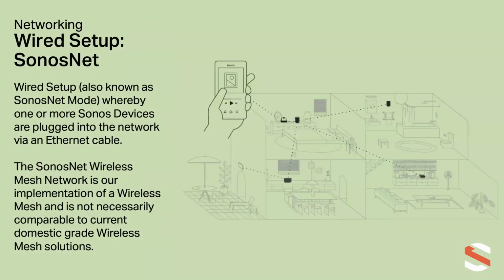The other way to set up Sonos is a wired setup or SonosNet. Now, what I should say is a wired setup starts SonosNet. SonosNet is our proprietary mesh network that all of our speakers receive and repeat throughout the home, so that you get rock solid wireless performance when listening to music and grouping Sonos throughout the home.